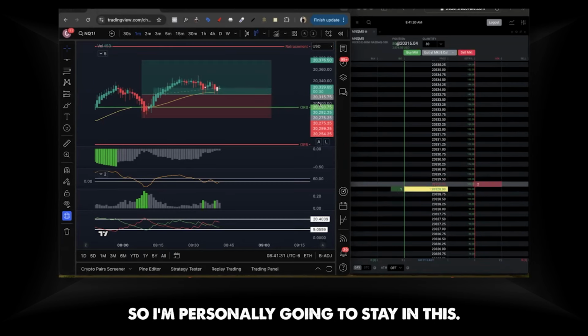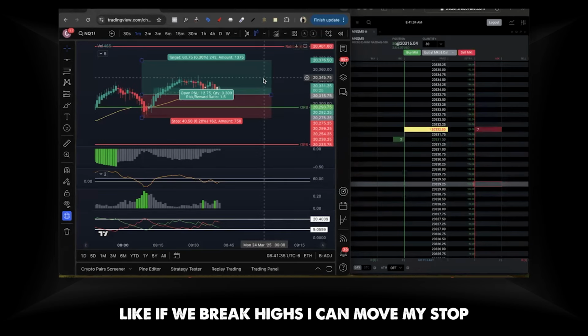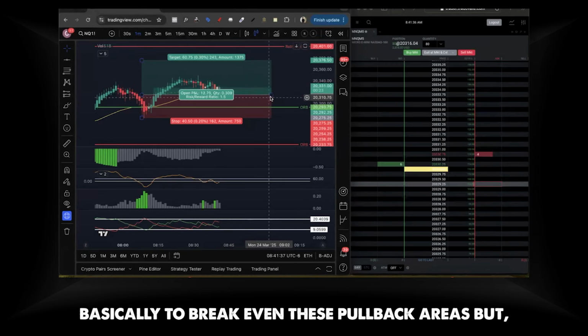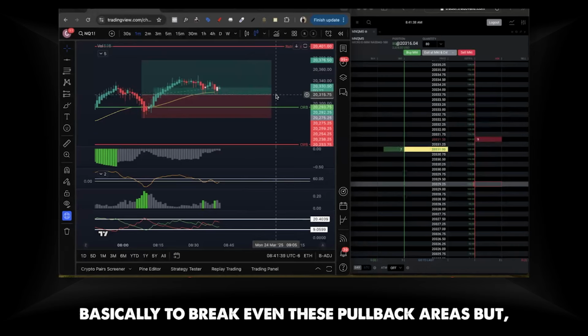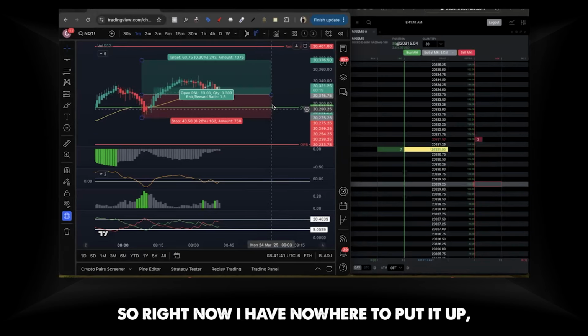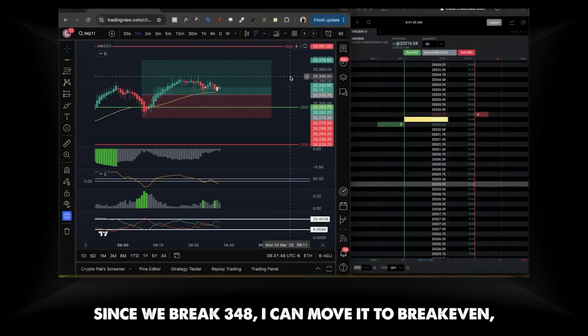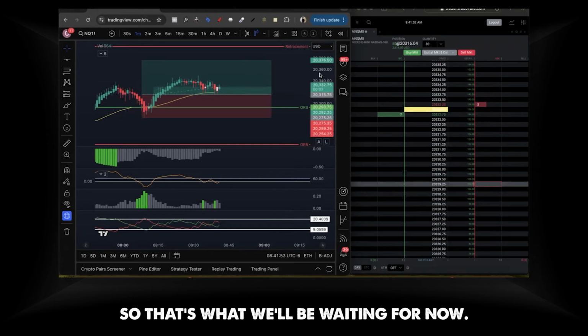So I'm personally going to stay in this. If we break highs, I can move my stop basically to break even, at these pullback areas. But as of right now, I have nowhere to put it. As soon as we break 348, I can move it to break even. So that's what I'll be waiting for now.